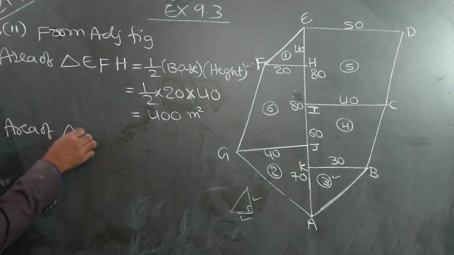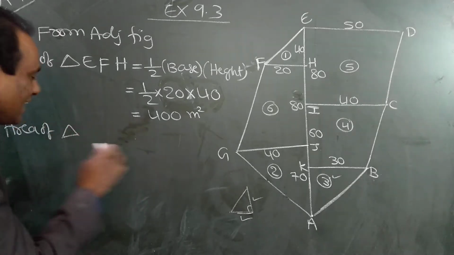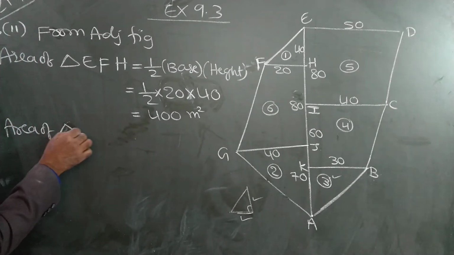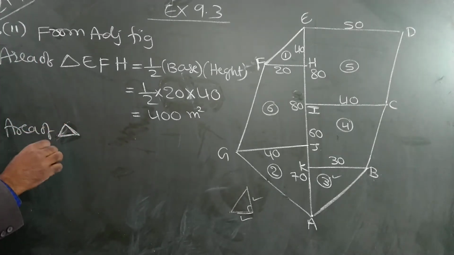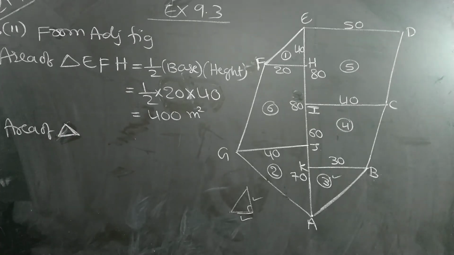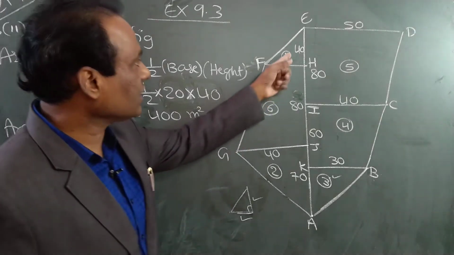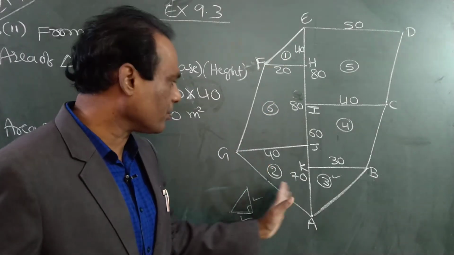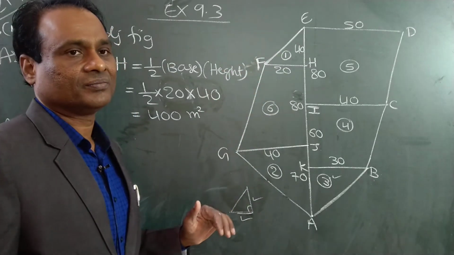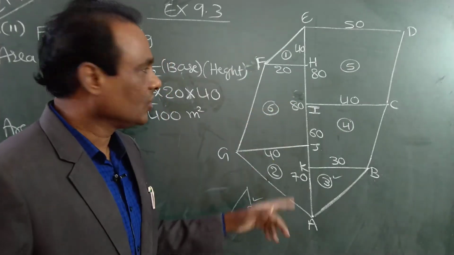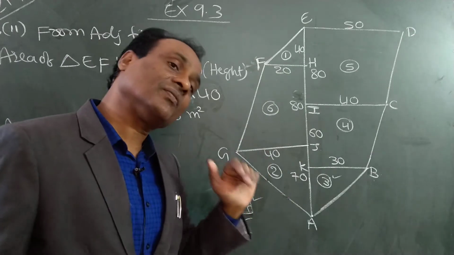Area of triangle. Instead of writing the word triangle, I am using this symbol. This is the symbol for triangle. You can write in full, but I am using this symbol. So which triangle after this? First let us complete the areas of all the triangles. I am not coming in the same order. First, let me complete the areas of three triangles.